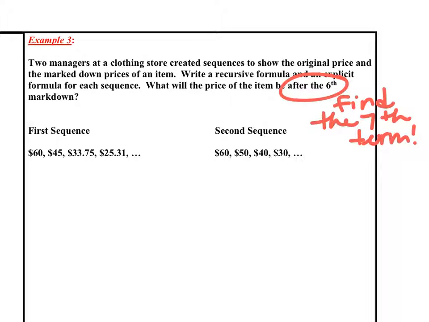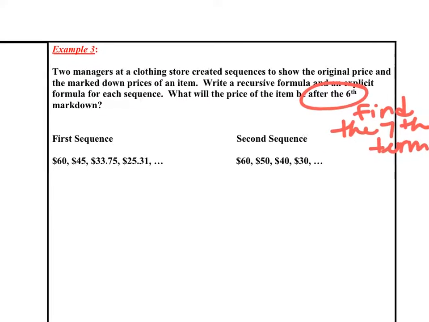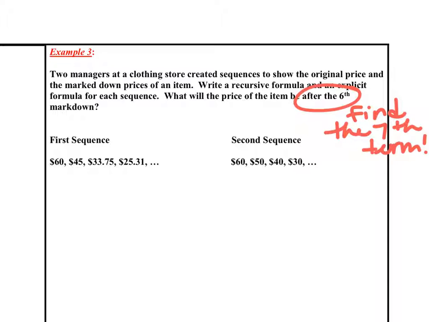Okay, let's look at these two sequences. We're writing recursive and explicit for each. The first one, 60, 45, 33.75, and 25.31. Would you please find your first term and your common ratio? Okay, I hope you can get your first term. It would be 60. Cora, what is my common ratio? 3/4. Because 45 is 3/4 of 60, 33.75 is 3/4 of 45, and so on and so forth. So you are multiplying by 0.75 or 3/4 every time.